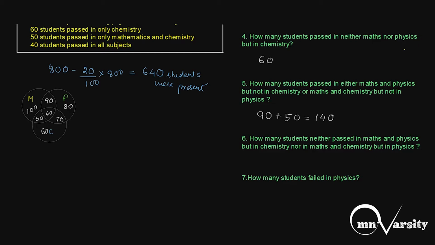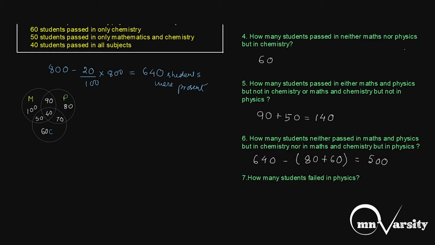The question states how many students passed in neither maths nor physics but in chemistry. The students who did not pass in maths and physics but in chemistry are these 60 students. And the students who did not pass in maths and chemistry but only in physics is this portion, 80. Since a neither is given, I need to find out how many students failed in this paper. Since we are counting among 640 students, to find out how many students failed, I need to subtract the number of students who passed from the total number of students who appeared, which will give us 500.